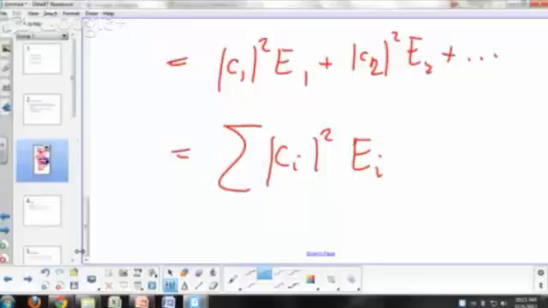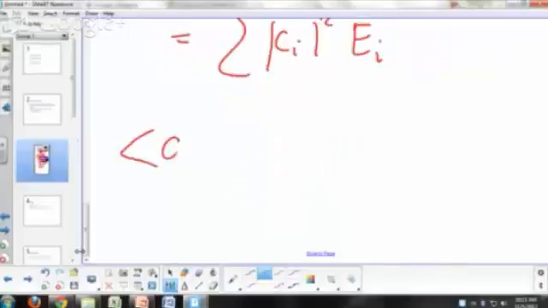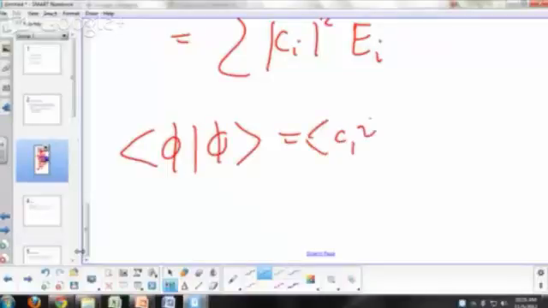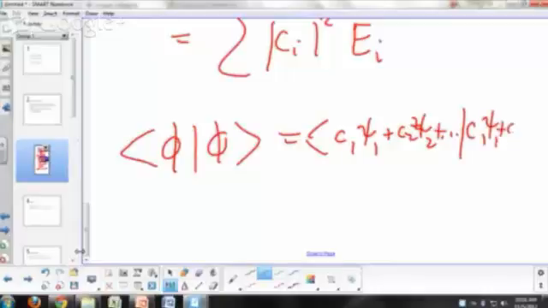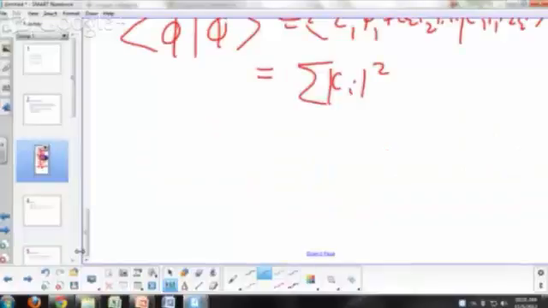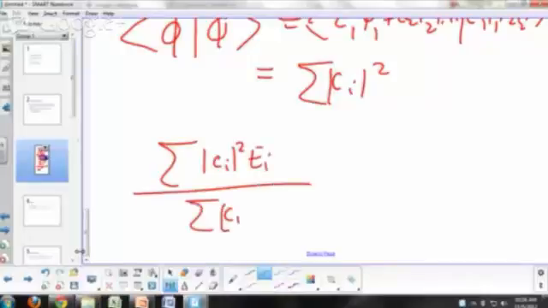What about your denominator? This is going to be C1 psi 1 plus C2 psi 2 and so on, and then you have C1 psi 1 plus C2 psi 2 plus and so on. That should just be equal to what? Sum of C sub i squared. Right? So let's take the ratio: sum of C sub i squared E sub i divided by sum of C sub i squared.